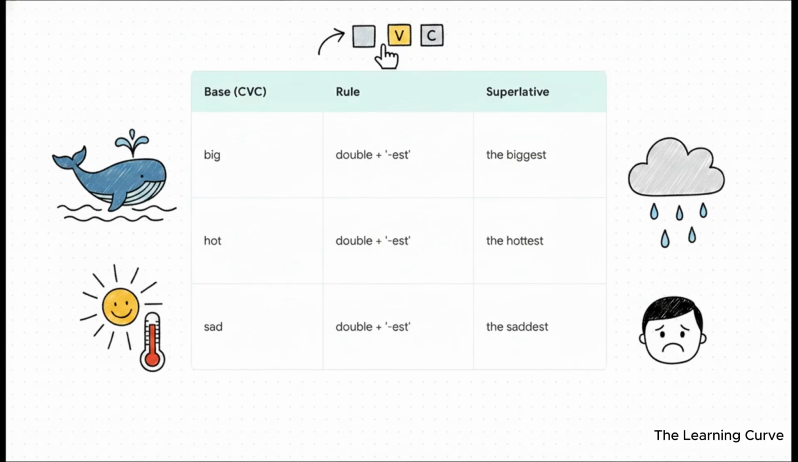All right, here's our second tricky exception. We call this the CVC rule. CVC stands for Consonant-Vowel-Consonant. If you're looking at a short adjective and its last three letters follow that exact pattern, you've got to double that final consonant before adding your EST. Let's look at the word big. B is a consonant, I is a vowel, G is a consonant, CVC. So we double that G to get the biggest, like a blue whale being the biggest animal on Earth. Same deal for hot. Double the T for the hottest month of the year. And sad gets a double D to become the saddest movie I've ever watched.